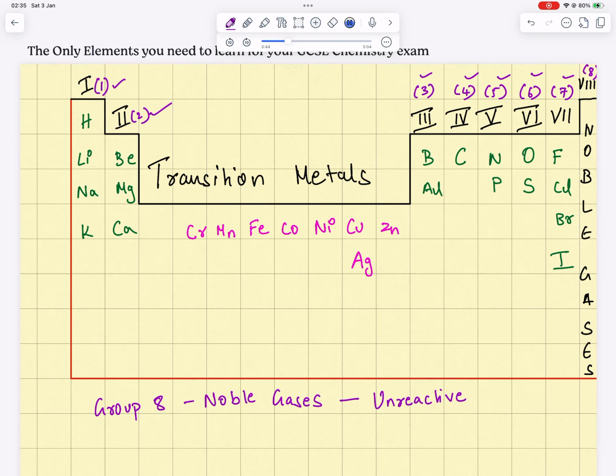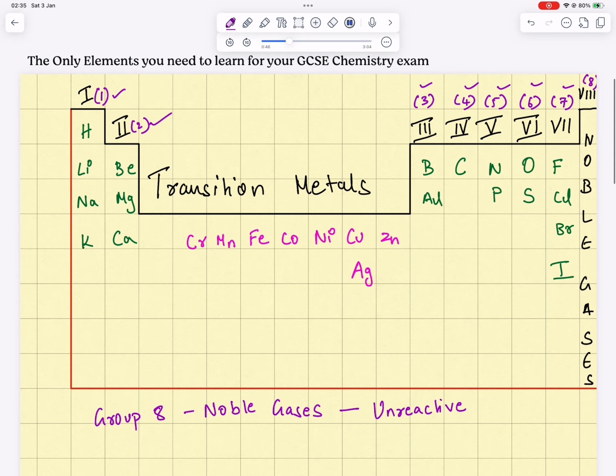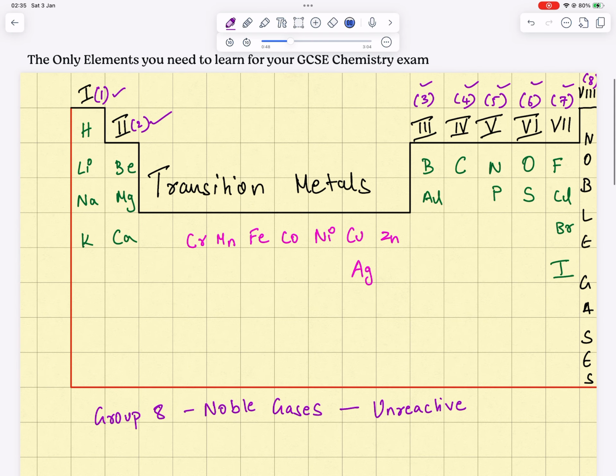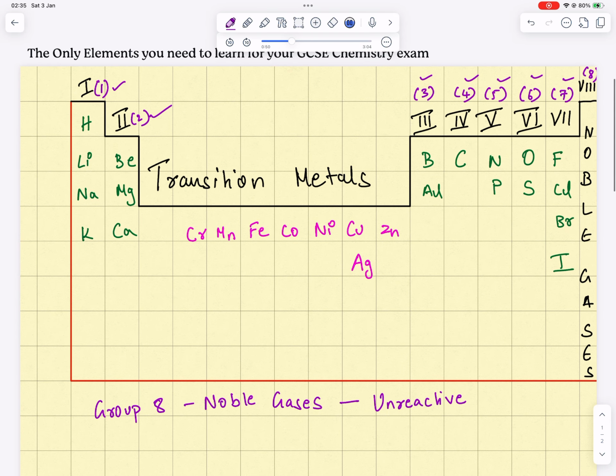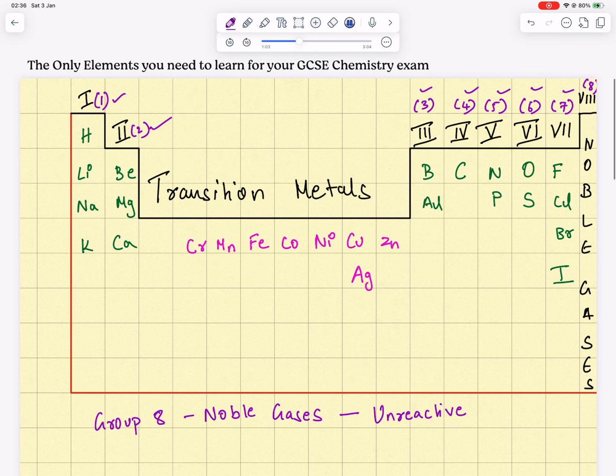Now, when it comes to GCSE chemistry, the most important electrons are the ones in the outermost shell. They're called the valence electrons. In fact, for most of your GCSE chemistry, you don't have to care about any other electrons apart from the outermost shell electrons. Now, this is where groups come in.